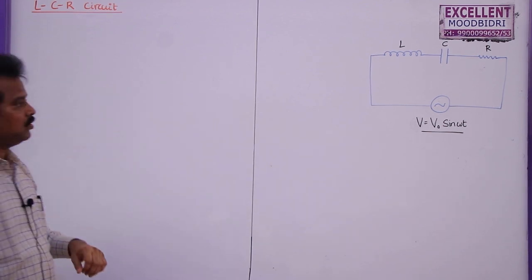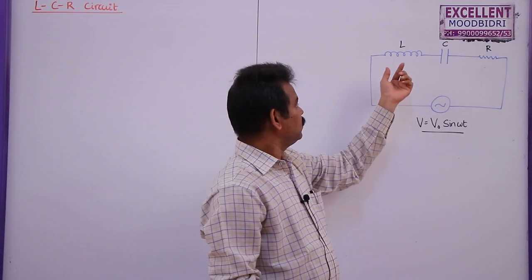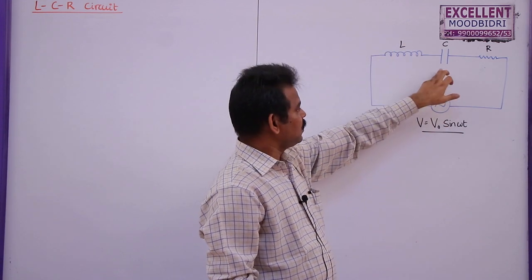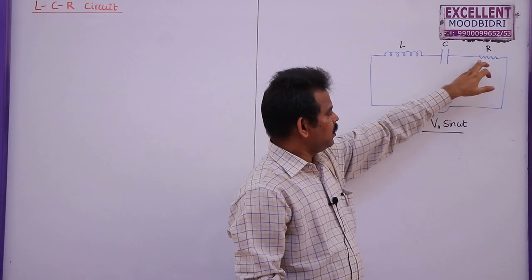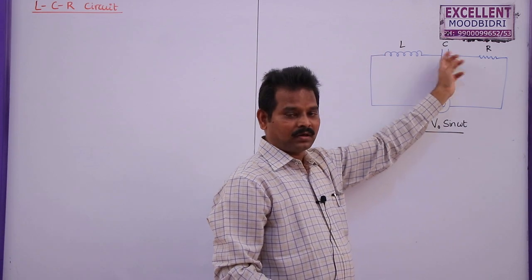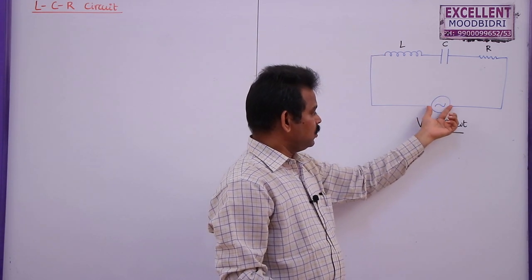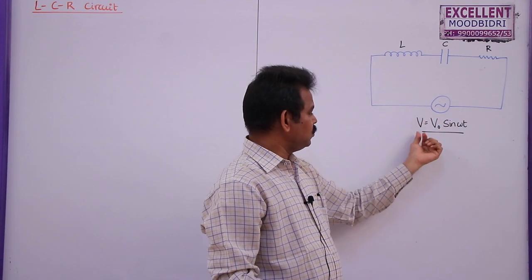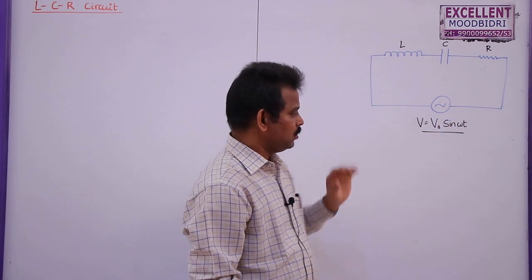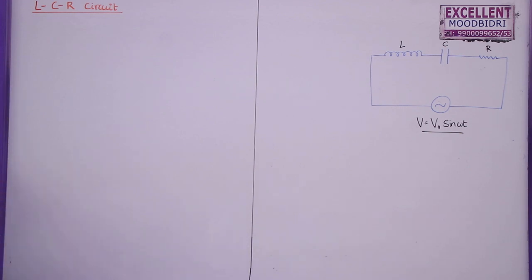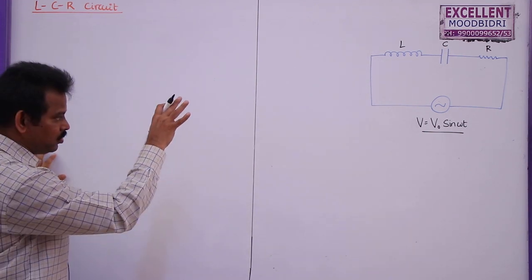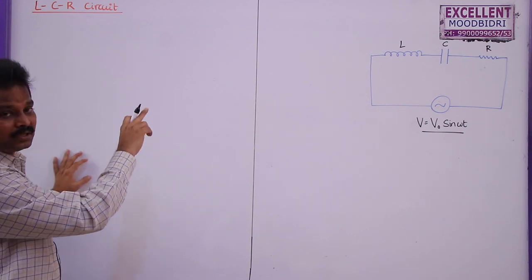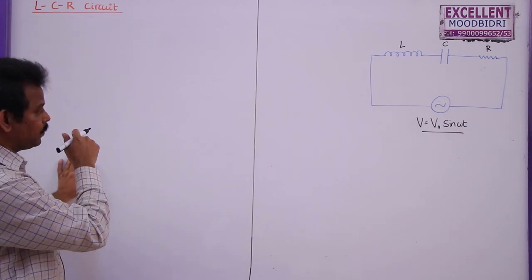Now the LCR AC circuit. Here we have an inductor of self-inductance capital L, a capacitor of capacitance C, and a resistor of resistance R, which are connected in series across an AC voltage source of EMF E is equal to E naught sin omega t, or voltage V is equal to V naught sin omega t. From this, now I am going to derive the equation for the impedance as well as the current passing through this circuit at any instant of time.